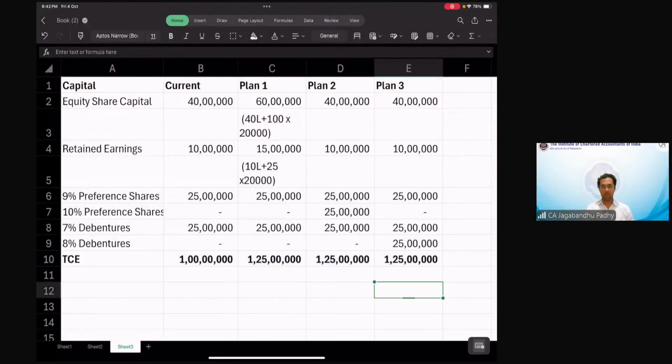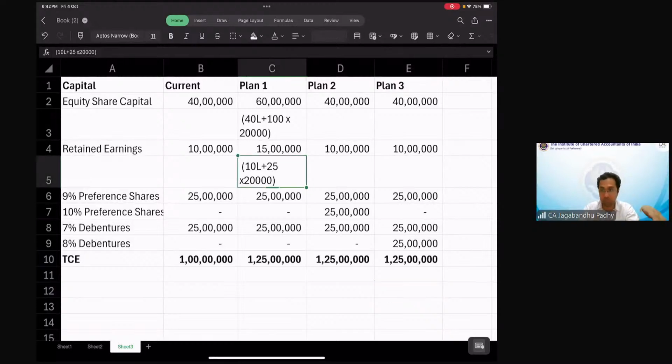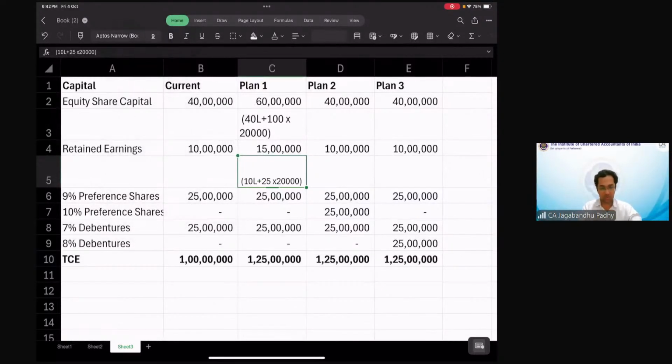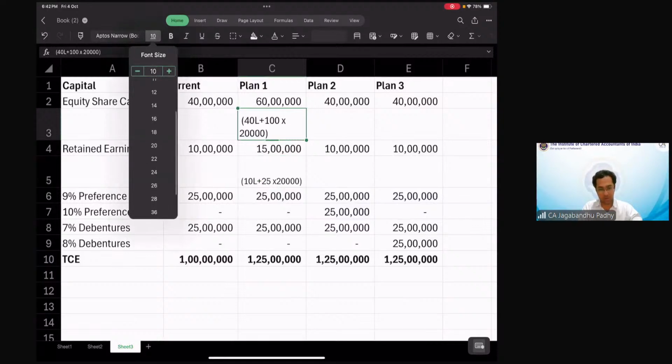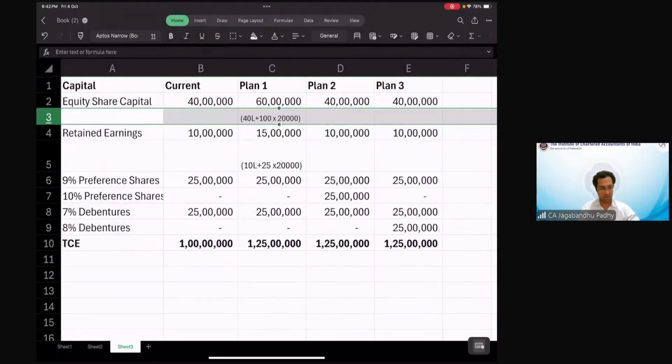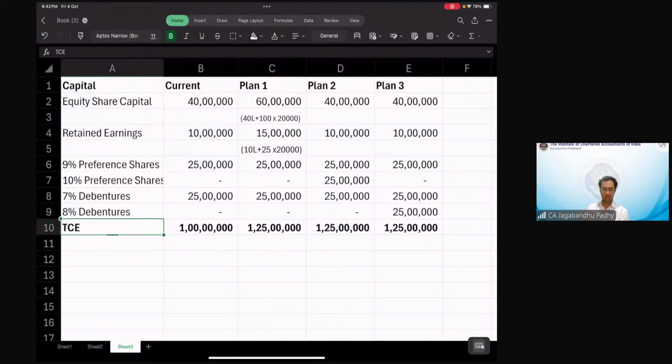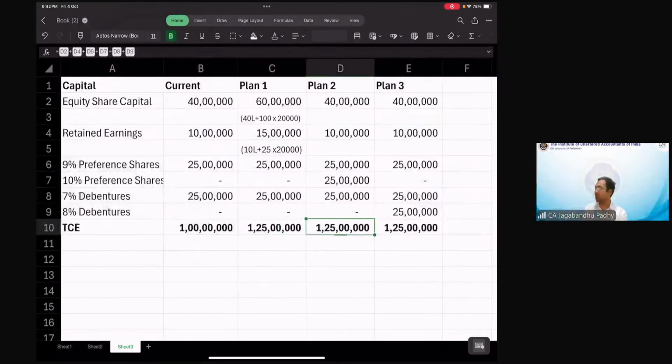Yes. Is this capital structure format or this preparation of this capital structure, is it clear, everyone? Yes. Okay. Let me just reduce the font size of it so that I can fit it into smaller areas. Then, yeah, this looks more tidy. So total capital employed is 1 crore, 1 crore 25 in each of the cases.